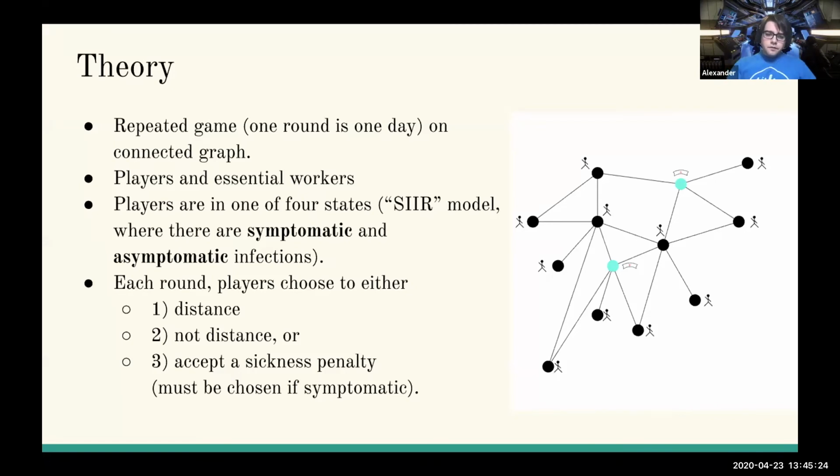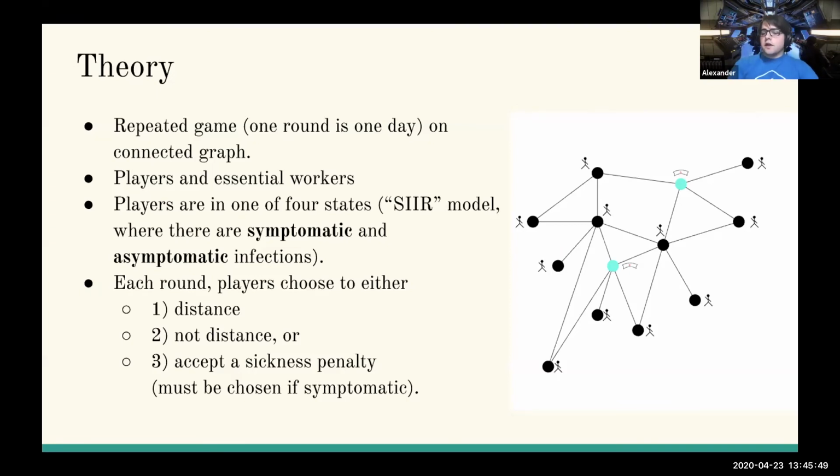So given these players, any given node in the network, and this includes your essential and non-essential nodes, can be in one of 4 states. They can be susceptible, asymptomatic infected, symptomatic infected, and recovered. There can also be a dead state, but at that point, they are no longer in the network, so we're not considering them as being in one of those states.